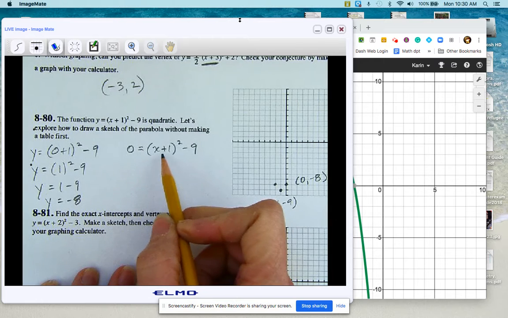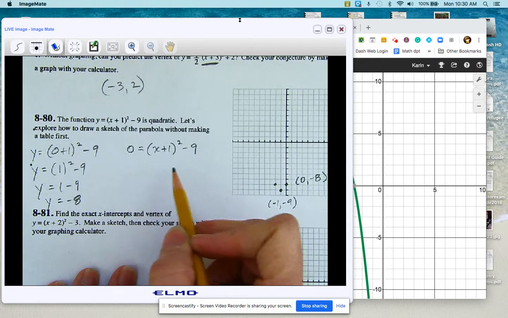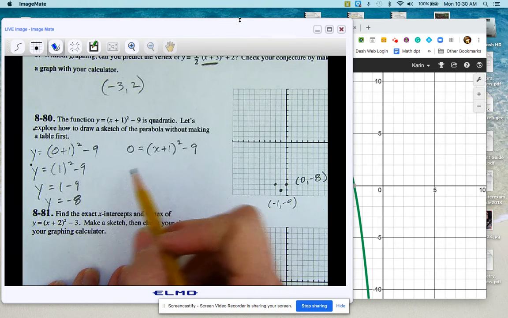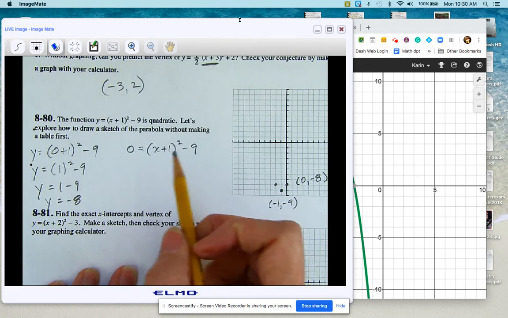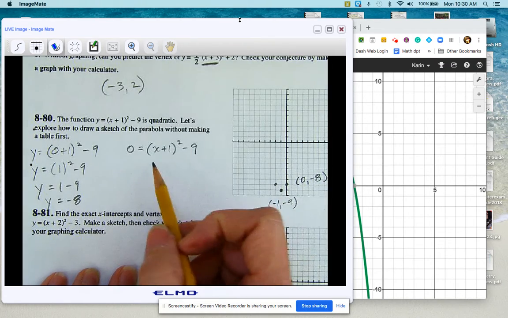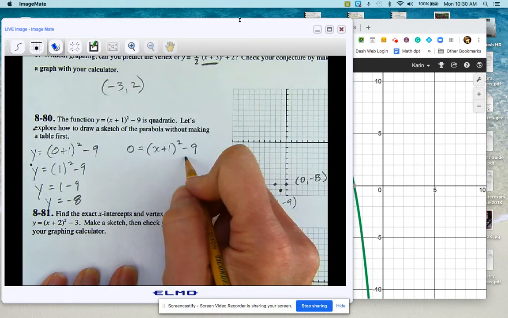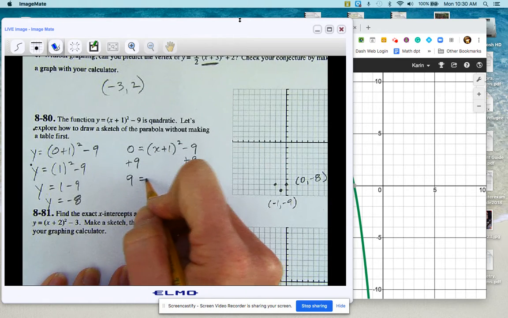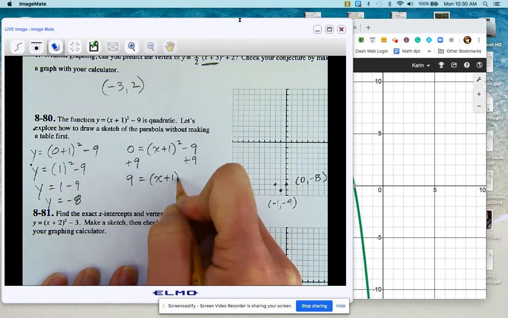Now you might be tempted to want to square that and then subtract the 9 and then change it. But remember, that's going to give me an x squared and an x that, when I try and balance, I'm going to get stuck with, okay? So here is what we could do instead. I'm going to add 9 to both sides. And now I get 9 is equal to (x + 1)².